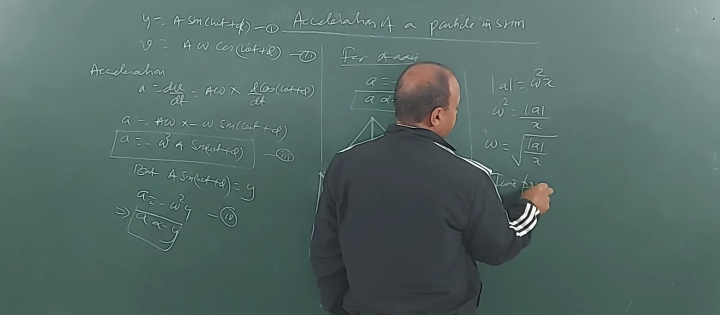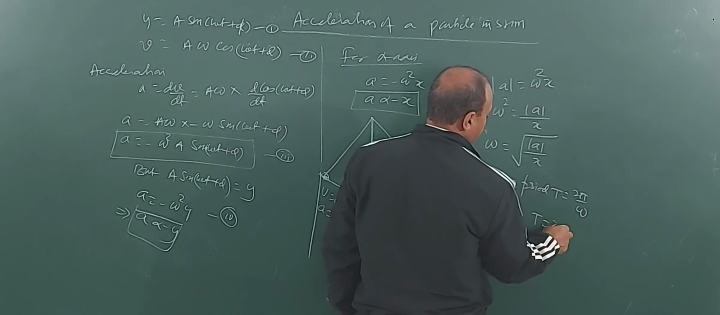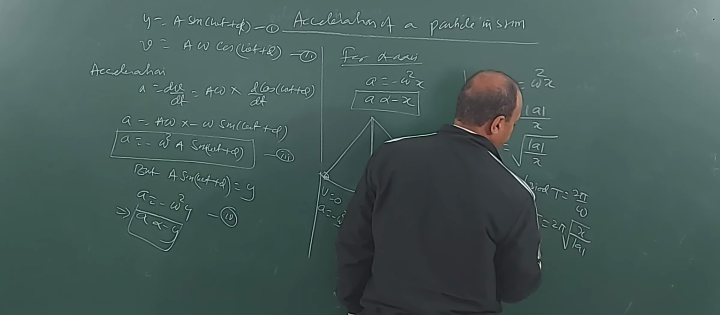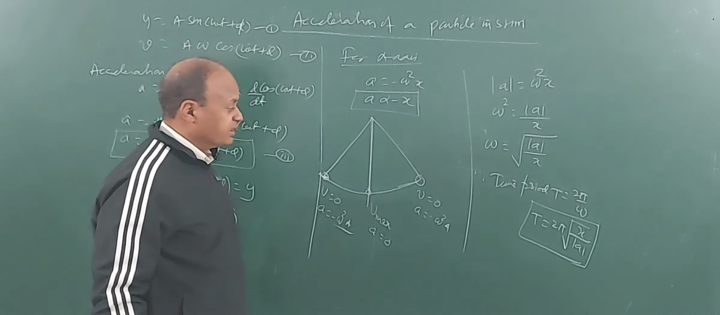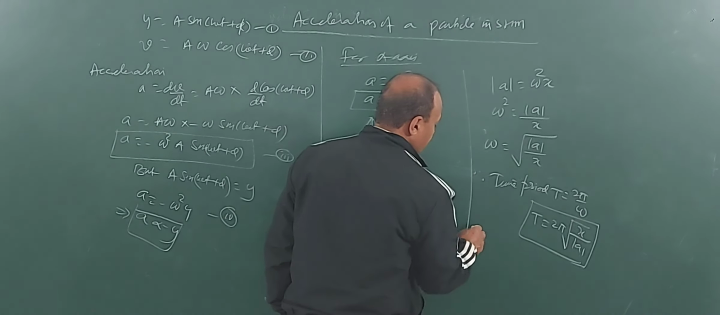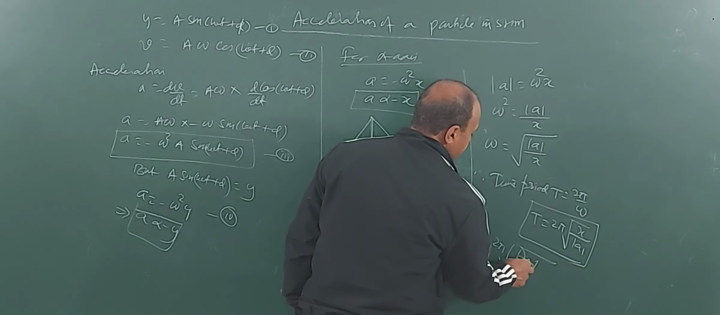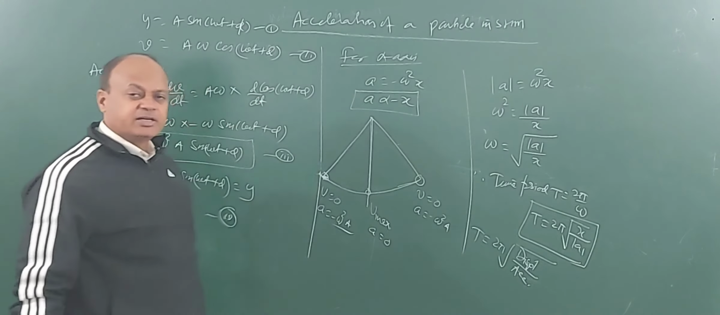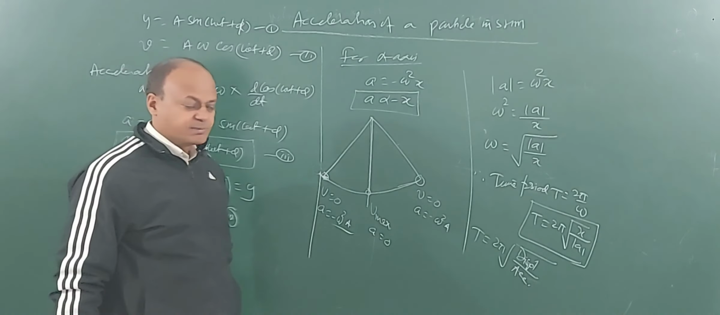We can derive a very interesting time period. T is equal to 2 pi by omega, or T is equal to 2 pi root over x by modulus of a. So we derived a beautiful way of calculating the time period. So you can also write T is equal to 2 pi root over x, where x is displacement and a is acceleration. Time period is 2 pi root over displacement by acceleration. Okay, this expression can be used by us.